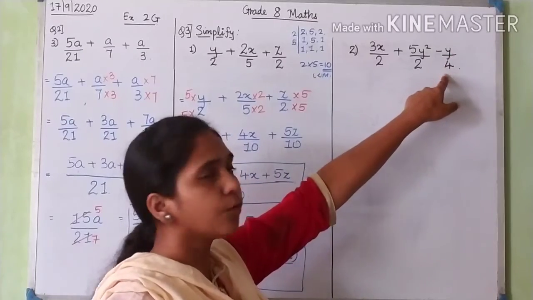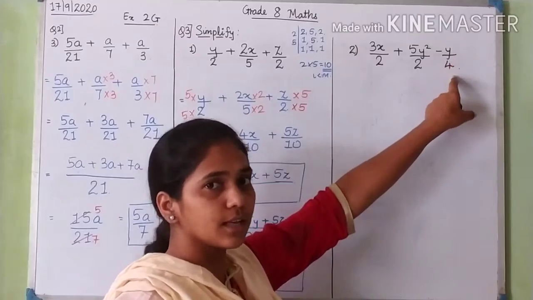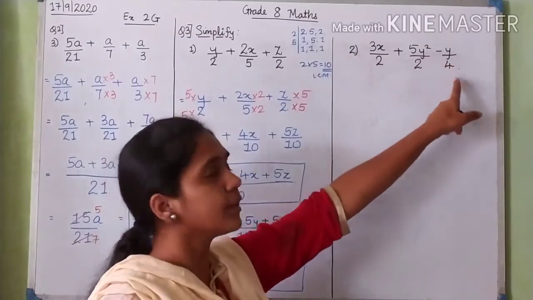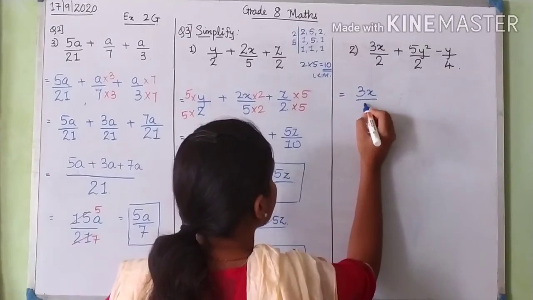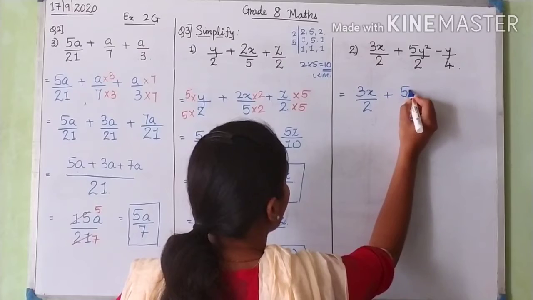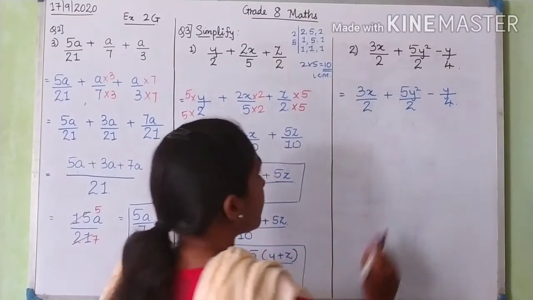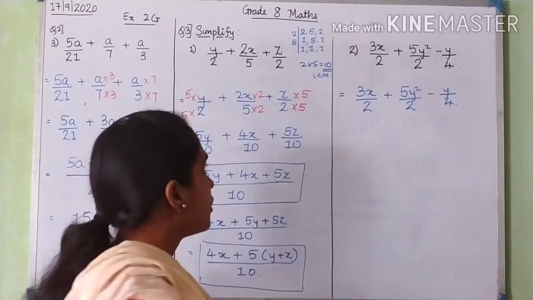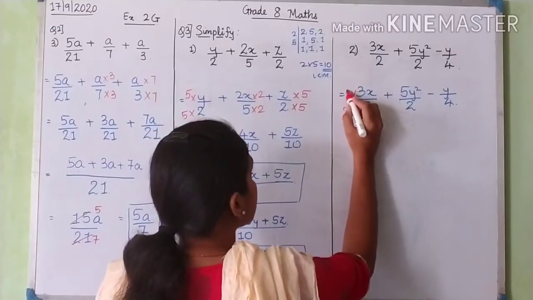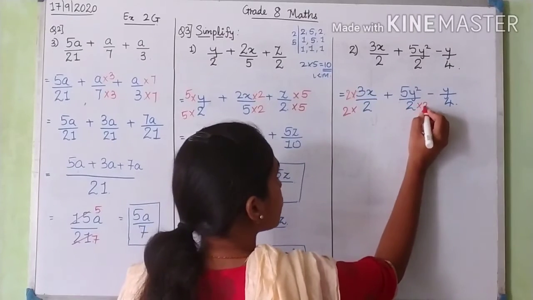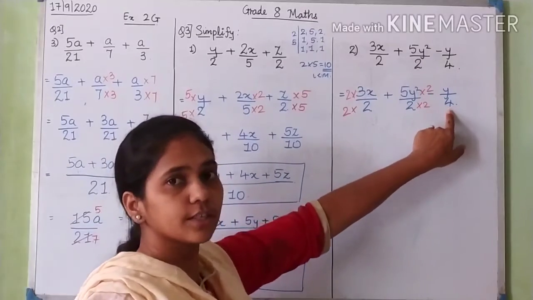Now you can see here that 4 is a multiple of 2, right? So 4 is our LCM. So we have to convert all the denominators to 4. First I write all the three fractions: 3x by 2 plus 5y square by 2 minus y by 4. I have to convert the denominators to 4. So here 2 needs to be multiplied by 2 to get 4. This also will be multiplied by 2. Here this 2 is also multiplied by 2 and this also multiplied by 2. And this we need not change because it is already 4.